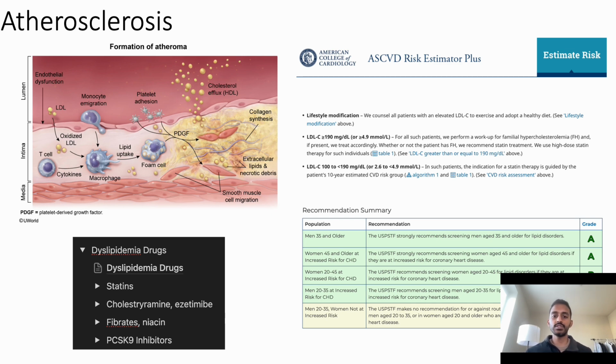If resistant to administration of the medication, then you give them 3 months to change their lipids using diet modification and exercise. If greater than 190, you work up for familial hypercholesterolemia, and if present, treat accordingly. Whether or not the patient has FH, recommend the statin and use high-dose statin like rosuvastatin.